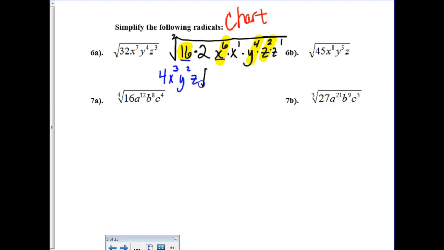And then everything else that I didn't just highlight is stuck. So we have a 2, an x, and a z stuck in the radical. Oops, I said z. There we go. There's our final answer there. Nice, nice, nice.